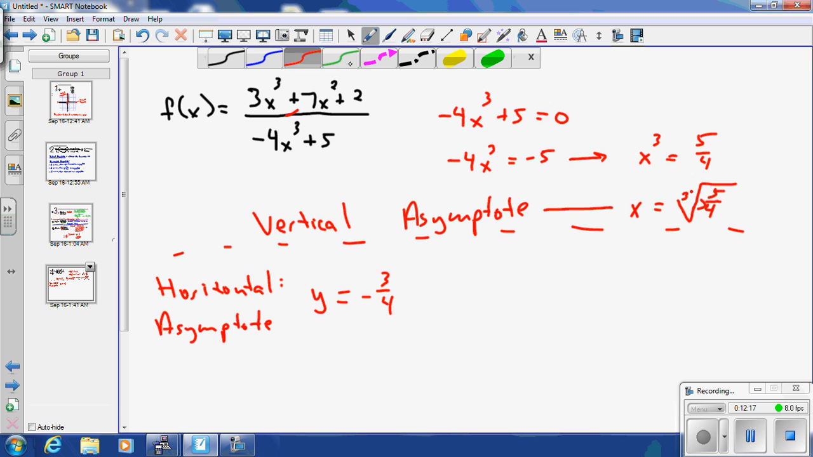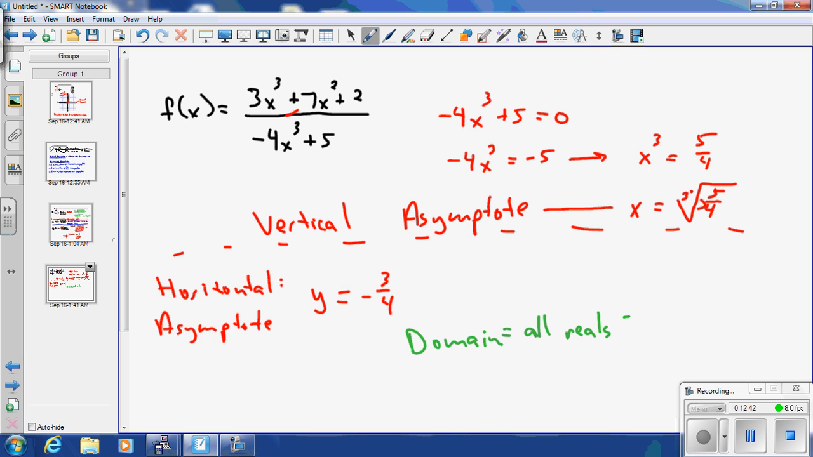But our domain, to make it clear, is going to be basically all x values except for the ones that give us 0 in the denominator. So all reals that are not equal to the cube root of 5/4. Other than that, we have no restriction on what the x values can be. They can be anything other than that value.